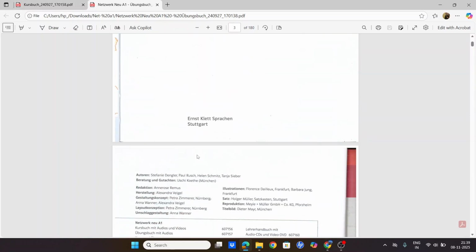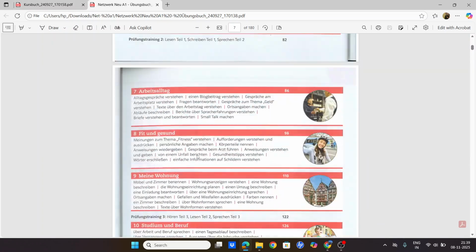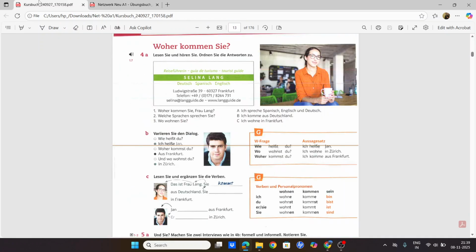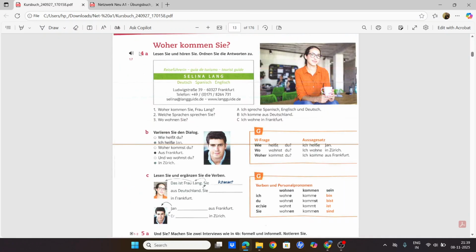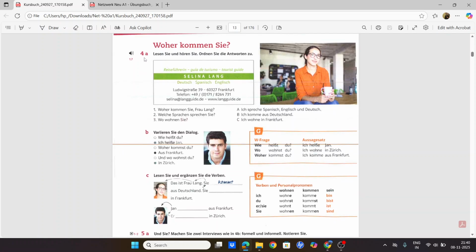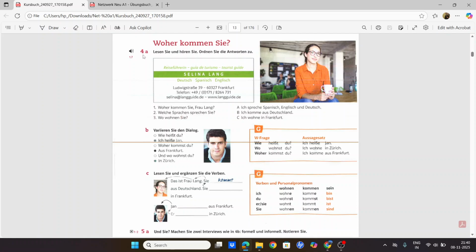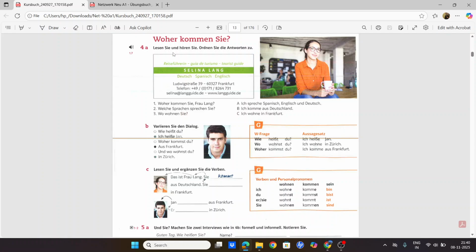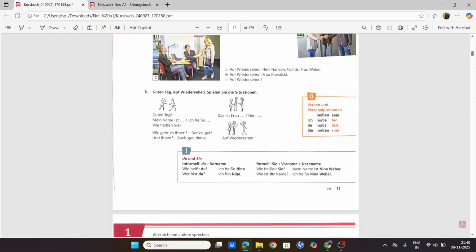The Übungsbuch we haven't started yet, but the Kursbuch we are on lesson 1. Lesson in German we say Lektion. Lektion 1 means Lesson 1. Okay. And we are in part 4A, where we are going to discuss Wie heißen Sie.